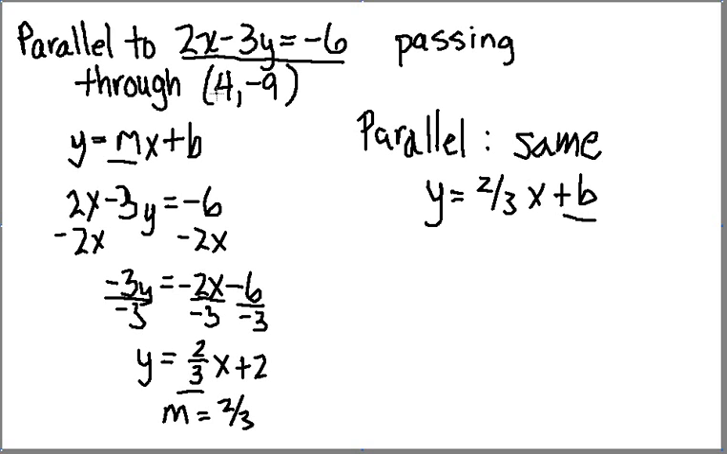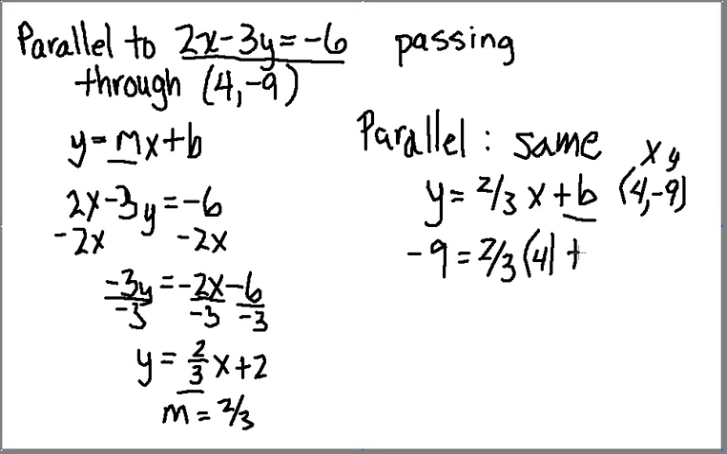I'm going to do this by using the other piece of information that was given to me, and that is the point. I'm given the point (4, negative 9). So, in essence, I've been given an x and a y. So I can plug this x and this y into my equation and solve for b. So over here I get negative 9 equals 2/3, and in place of x, I'm going to plug in my 4, plus b. Now I have negative 9 equals, well, 2 times 4 is 8. Multiply my top, keep my bottom, 8/3 plus b.